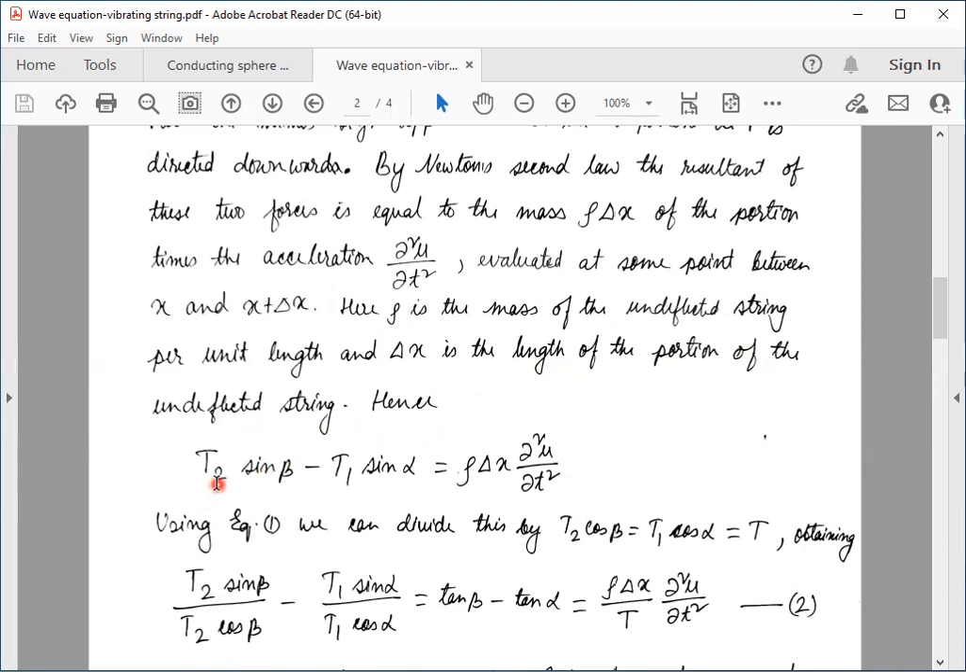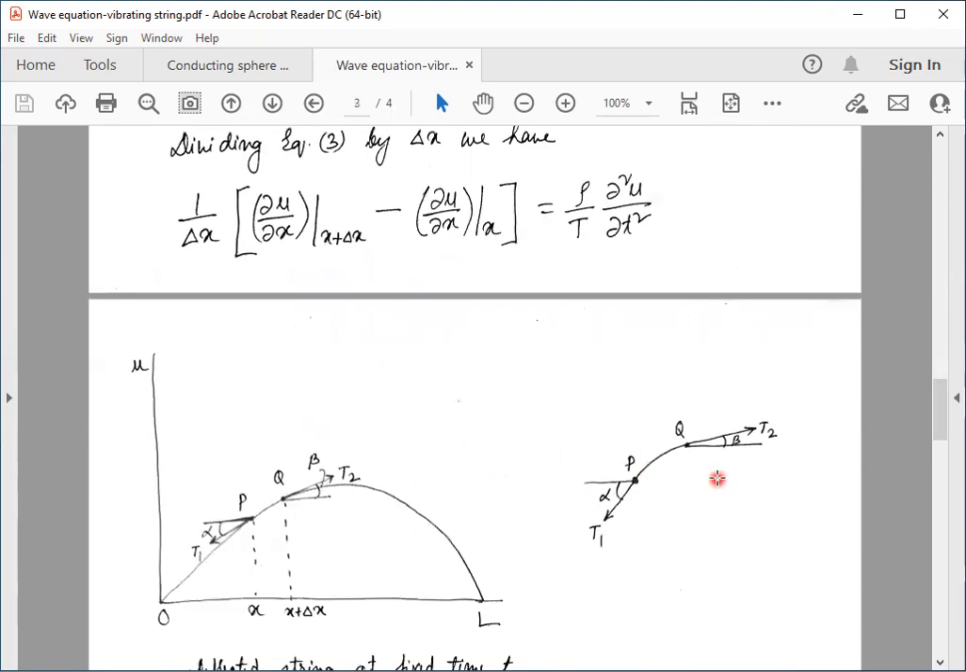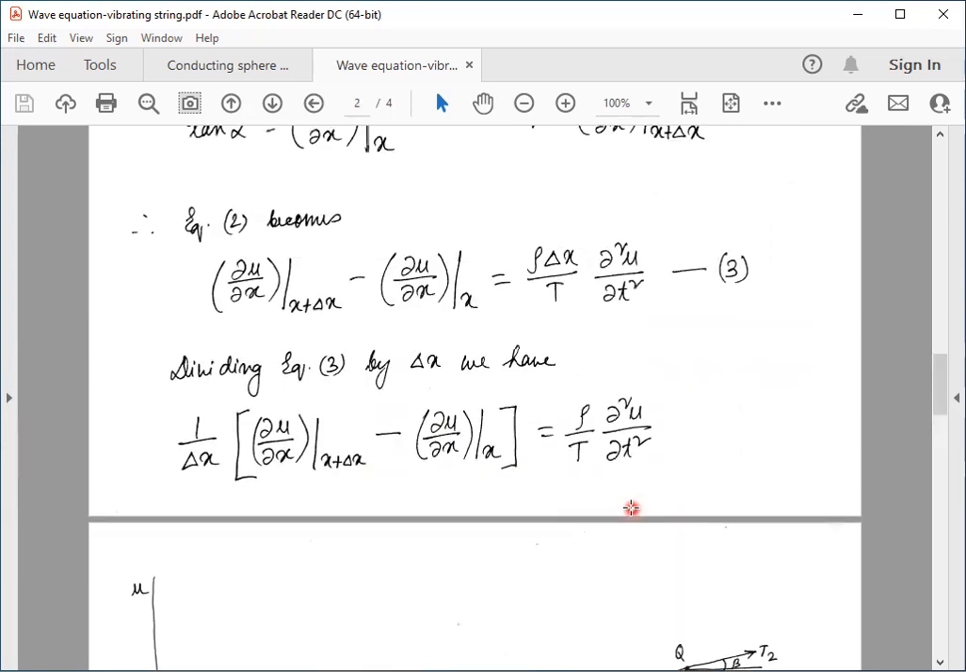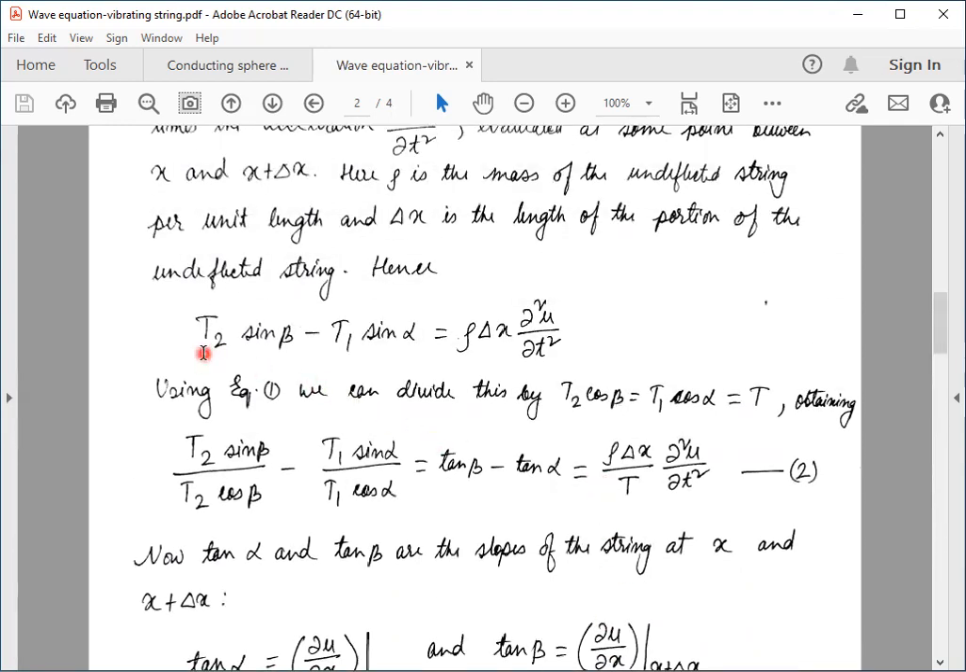Hence, T2 sine beta, that is the vertical force upward at the point Q, minus T1 sine alpha, that is the vertical force downward at the point P, should be equal to mass times the acceleration. That is Newton's second law: net force in the upward direction is equal to mass times acceleration.